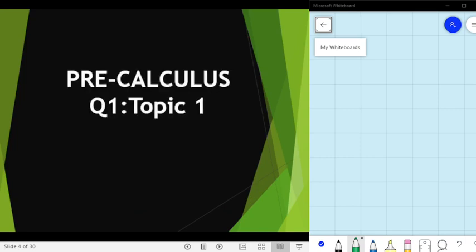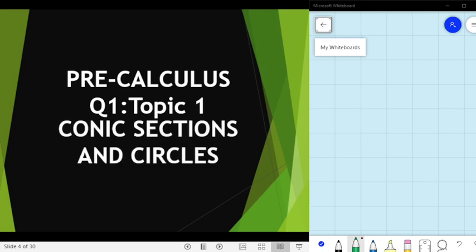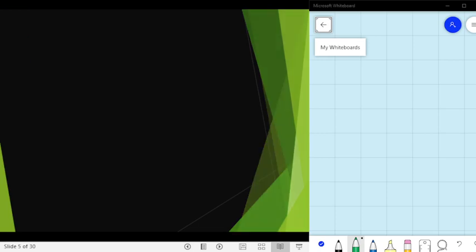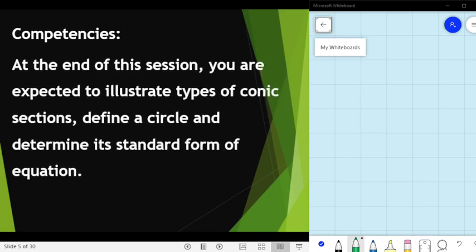Our lesson for today will talk about conic sections and circles. These are the competencies. At the end of this session, you are expected to illustrate types of conic sections, define a circle, and determine its standard form of equation.